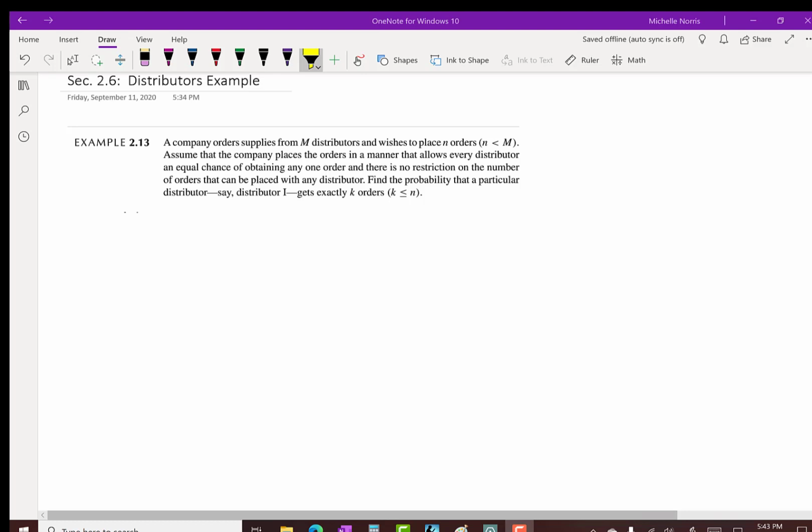This is another example of how to use counting techniques to solve a probability problem when the outcomes in the sample space are equally likely. So this is a problem from the book, and I'm going to just go ahead and read it.